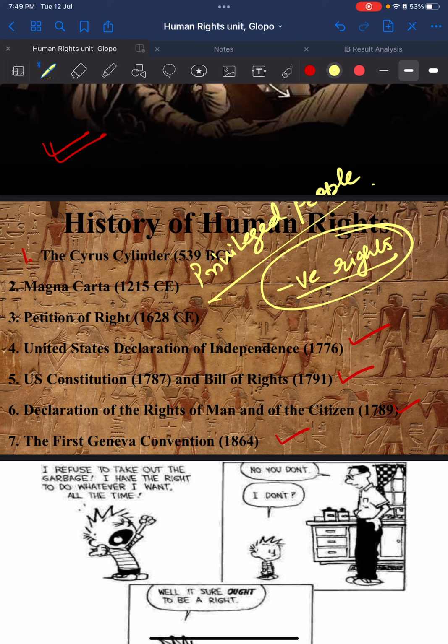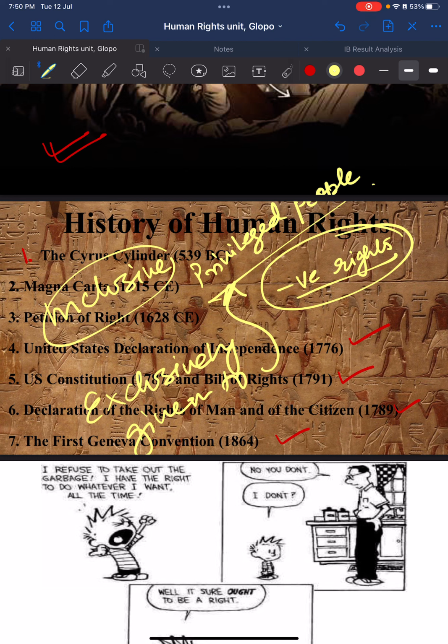Further, even in nominally democratic states like the US and Great Britain, voting rights were restricted to those who owned property. Women, slaves, children, and men without property were excluded from many political and legal rights. So that means these rights were exclusively given to the privileged ones. Okay, so not the inclusive one, right? So far so clear about this one.